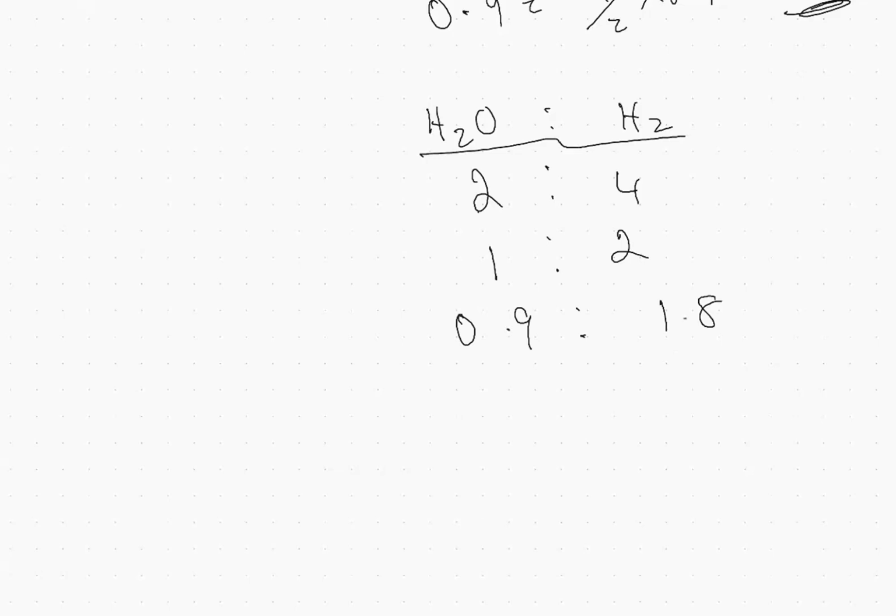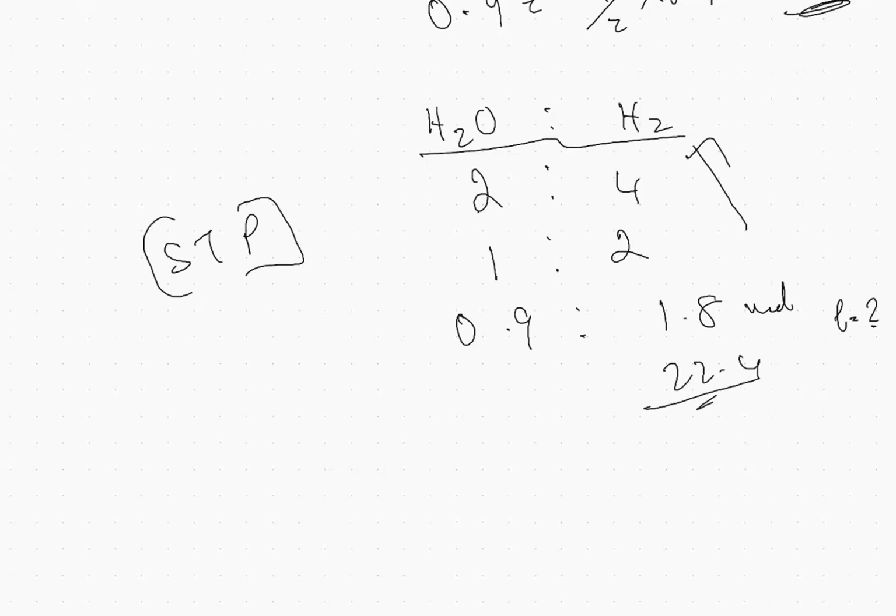That's what it makes. But they're asking what it is in liters. So assuming this is at standard temperature and pressure, it doesn't say anything, we'll take it like that. 1.8 times 22.4, we should get the answer, because 1 mole of any gas is 22.4 liters. So now we have 1.8 times 22.4. I get 40.32 liters. So that's the answer.